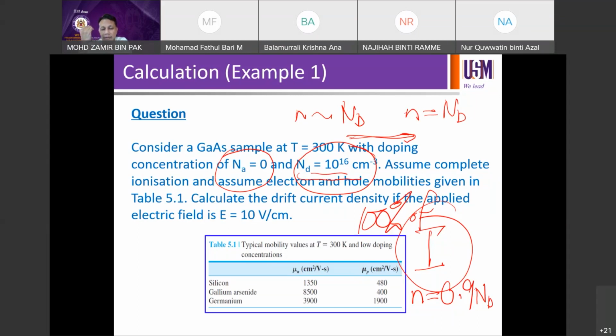What is the level of your minority carrier concentration? The question can be like that, right? Before you go to drift. 10 to the 4, is it correct, Bala? You are using the right concept, but in this case, look at the material.